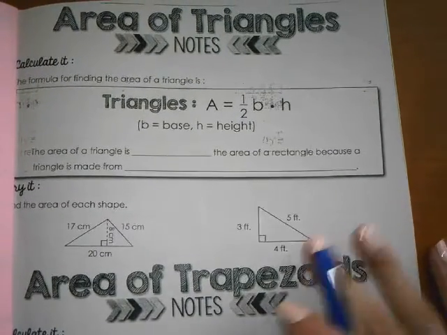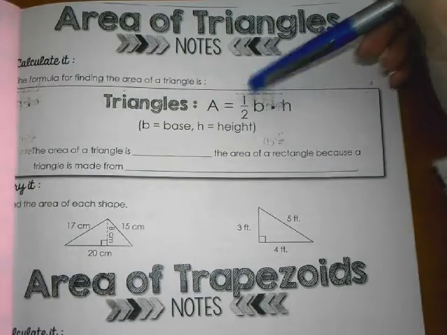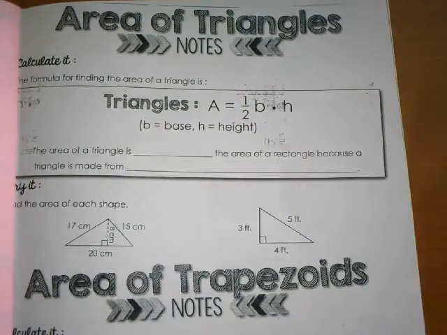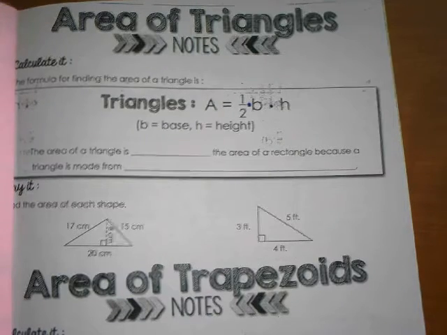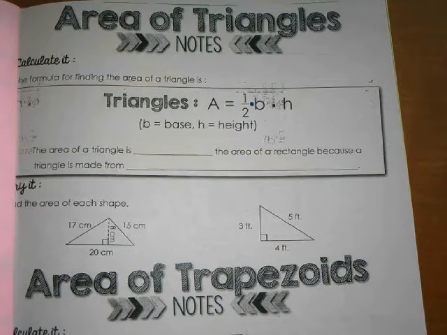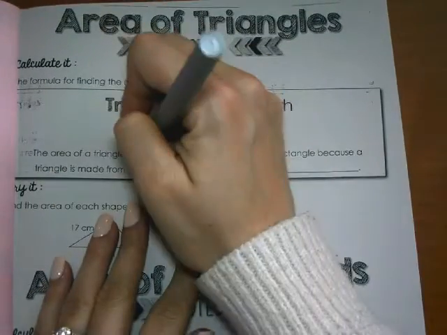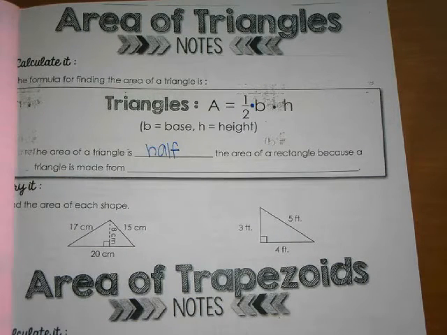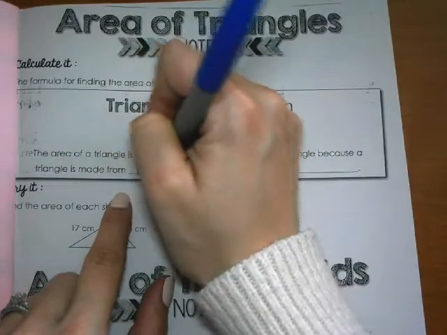So we have area of triangles. The formula is listed right here. It's area equals 1/2 b times h. Well, what does 1/2 b mean? What operation is that? 1/2 times b. So it's like putting a multiplication dot right there. You're doing 1/2 times b times h. So what this is telling you is that the area of a triangle is half the area of a rectangle. So whatever you get for a rectangle, cut it in half and you have the area of a triangle. Because a triangle is made from half of a rectangle.